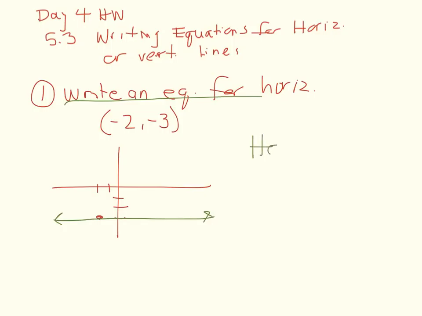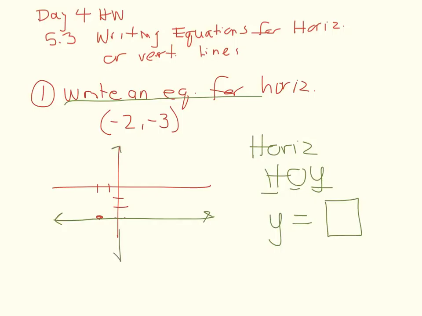So as soon as I see the word horizontal, I'm thinking about HOY. And I know with HOY that it's a horizontal line, the slope is 0, the equation is always y equals some number, and I just need to figure out what that number would be. Well, on my y-axis here, if I go down to this point, -3, all of the y-coordinates on this line are -3.